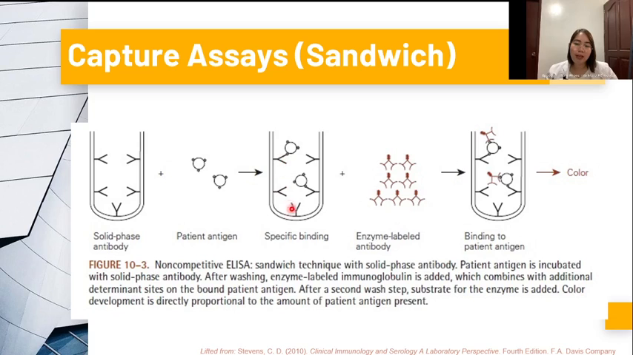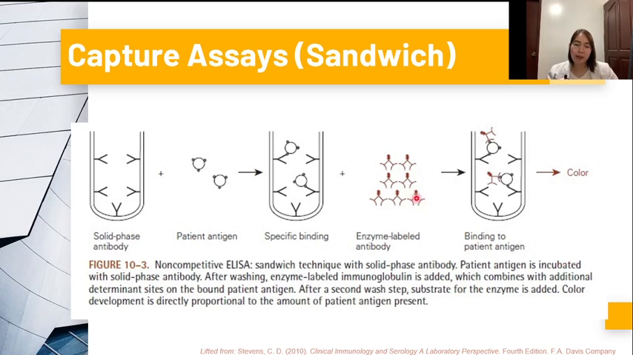Okay? So, your first antibody, which is our solid phase antibody, will capture, kaya nga siya capture assay, the multivalent antigen, no, or antigens with multiple epitopes. And dahil na-capture na siya, mas madali na siyang i-bind ng second antibody natin, which is labeled with enzyme. Thus, the enzyme activity is directly proportional to your patient antigen. Why? Because if there is no presence of antigens in the sample, your enzyme-labeled antibody will not be bound and there will be a decrease to no change in color, luminescence, or fluorescence.